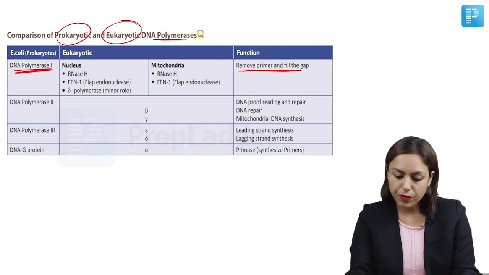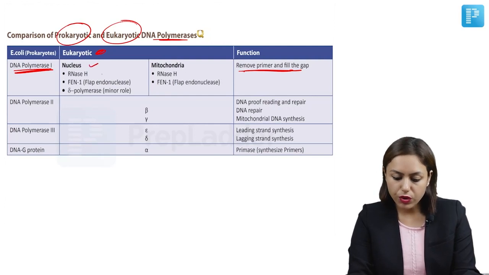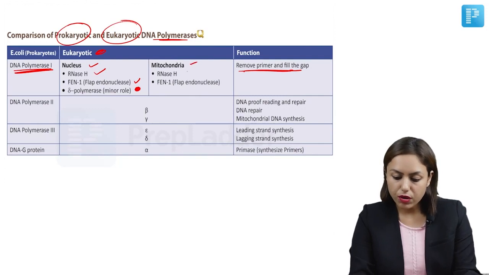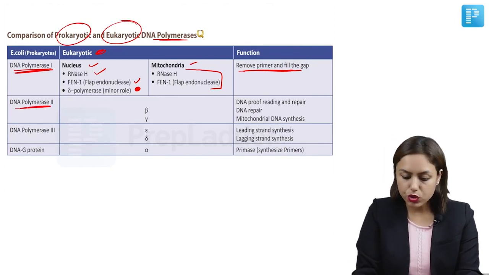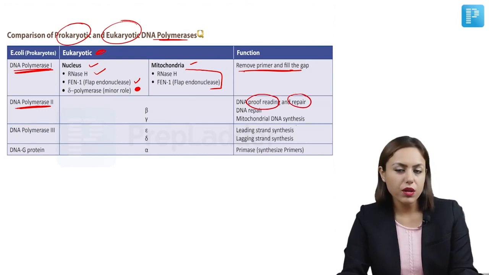I told you. Okay. Now in case of eukaryotes, the enzyme is different. For nucleus, these enzymes are RNase H, FEN1, that is flap endonuclease, and a minor role of delta polymerase. For mitochondria, only RNase H and FEN1 and no role of delta polymerase. Then DNA polymerase 2, this is involved in proofreading and repair. Okay. On the next slide, we will understand what is proofreading and repair.